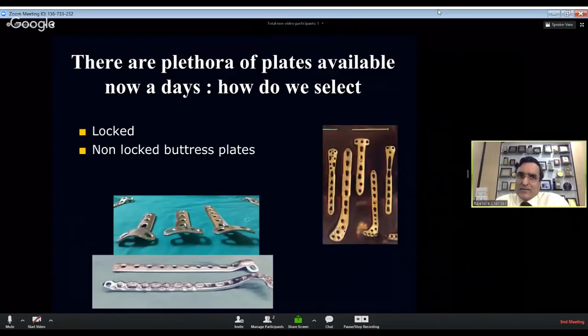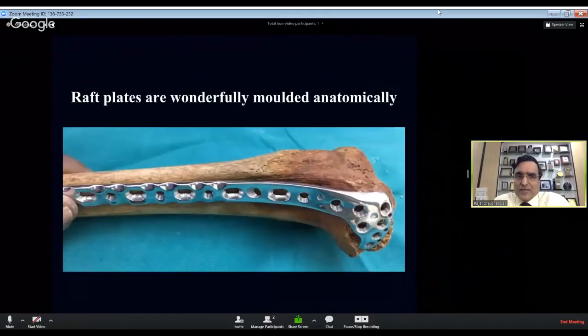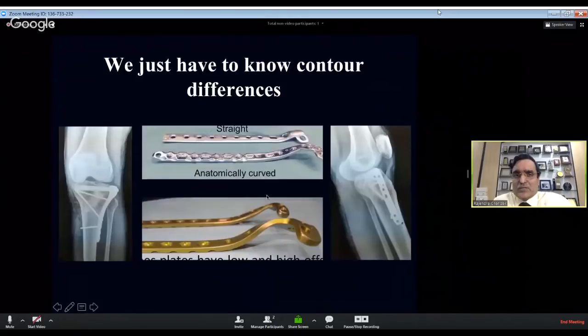There is a plethora of plates available nowadays. How do we select? There are locking constructs as well as non-locking constructs. Over the last many years, we used non-locking constructs, and in certain situations now, locking constructs definitely provide a suitable answer. The wrap plates are wonderfully molded anatomically. As you can see, we don't have to mold them; they are anatomically molded. And it is very nice for lateral tibial plateau fractures. We just have to know the contour differences.